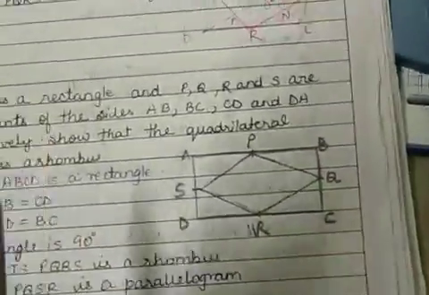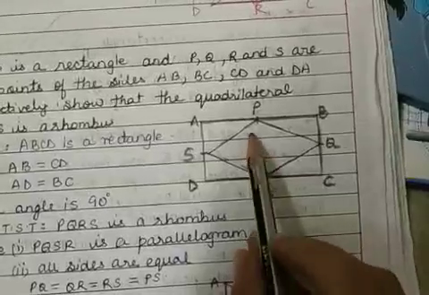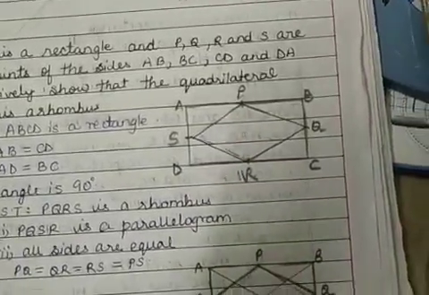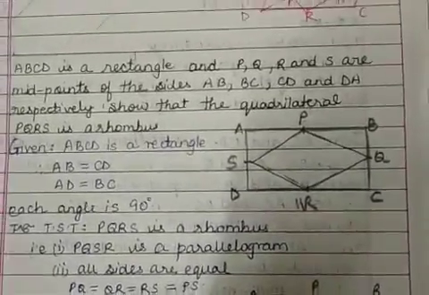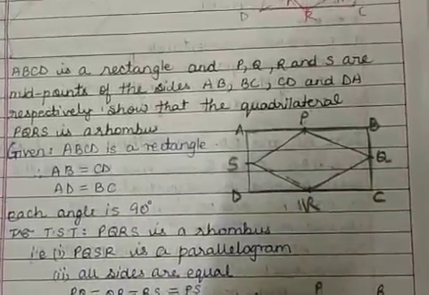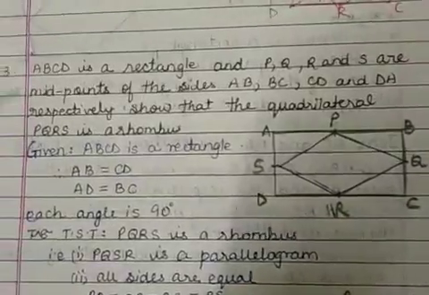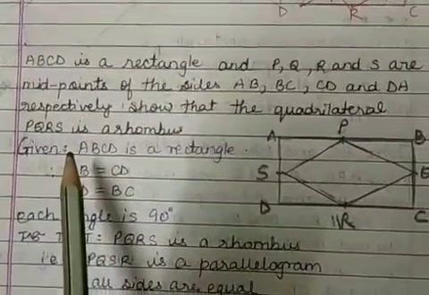So you know that to show that a quadrilateral is a rhombus, first you have to show it is a parallelogram. Then you have to show that all sides are equal. So if you show these two properties, then you know that the given quadrilateral is a rhombus. First let us see what is given to us.